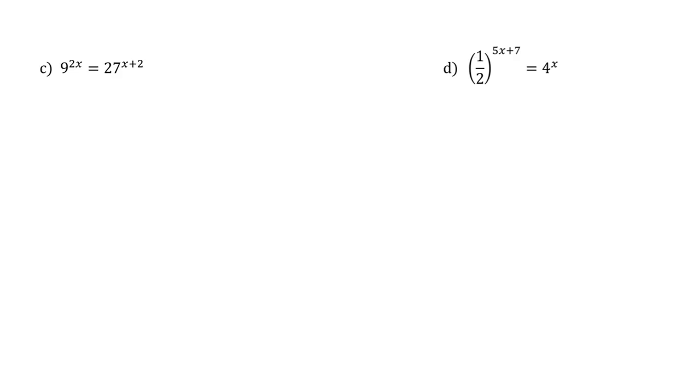All right, look at C. Well, I got a base 9 and a base 27. So the first thing I'm going to ask myself is, can I turn that 27 into a 9? 9 to the first is 9, 9 to the second is 81. I can't make 27 with base 9. So let's go down to another base. I recognize 9 as 3 squared. And then hopefully you recognize 27 as 3 cubed. And then we just do the same thing. Distribute, I get 4x on this side, 3x plus 6 on this side, subtract 3x, and I get x equals 6.